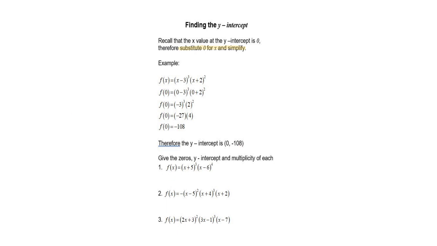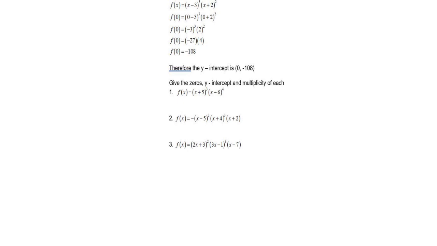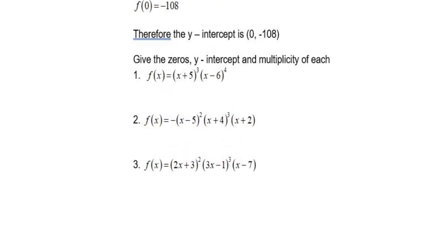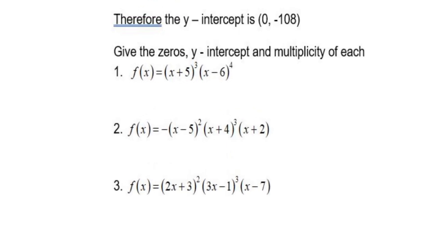So for these next few, we're going to take all the information we've done so far in polynomials, our stuff from polynomial 1 and from today, and we're going to identify the zeros, y-intercept, and multiplicity of each of these problems. So for this first one, where we have f of x is equal to x plus 5 cubed times x minus 6 to the fourth power, first we're going to find our zeros, such that the x's lie to us. That's why we broke up with them.